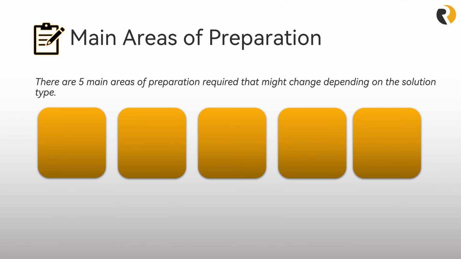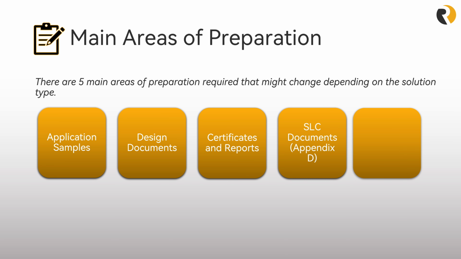There are 5 main areas of preparation required that might change depending on the solution type. These are application samples, design documents, certificates and reports, SLC documents, and A&M backend documents. Let us look in detail at each of these from here on.